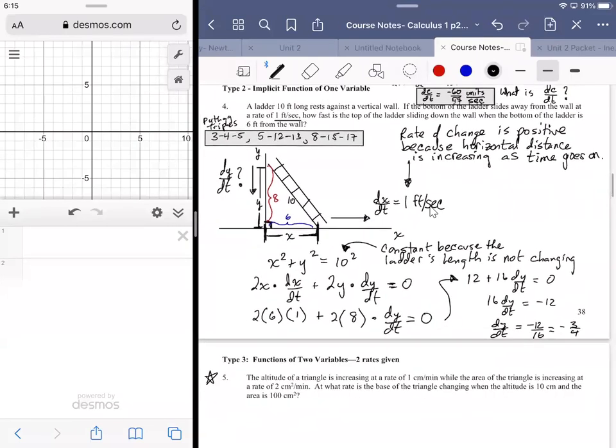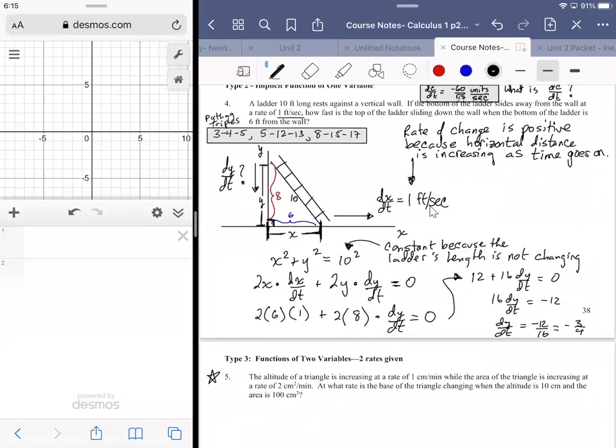The rate of change is a measure of feet, and the time is measured in seconds, so feet per second. So for every 1 foot that the ladder moves out, it's going to drop 3/4 of a foot. If you want to put it in inches, you can: 12 inches compared to 9 inches. So 3, 6, 9, 12.